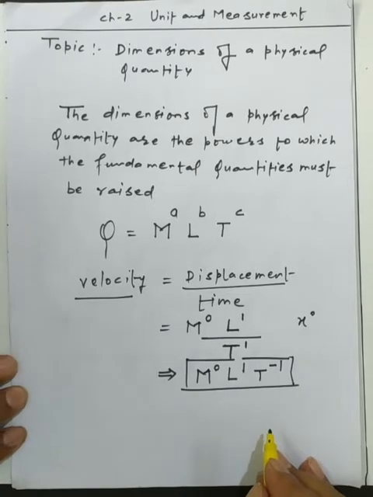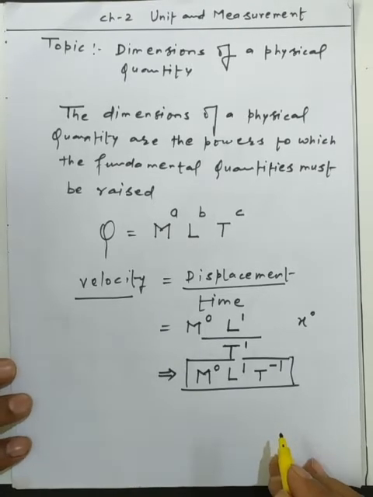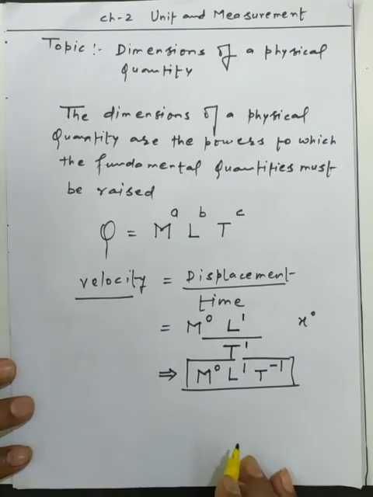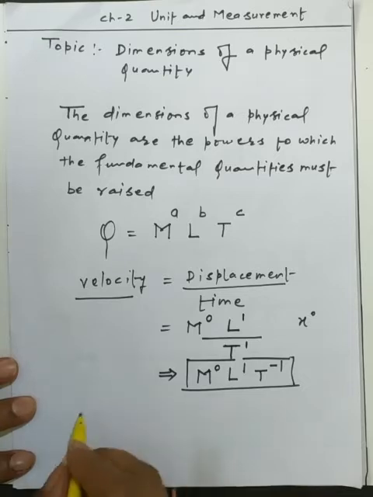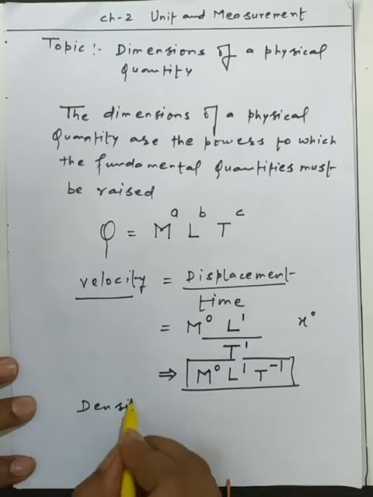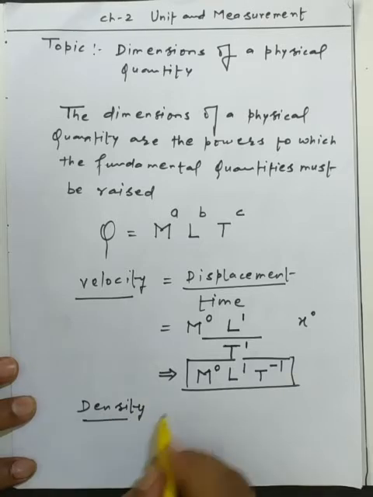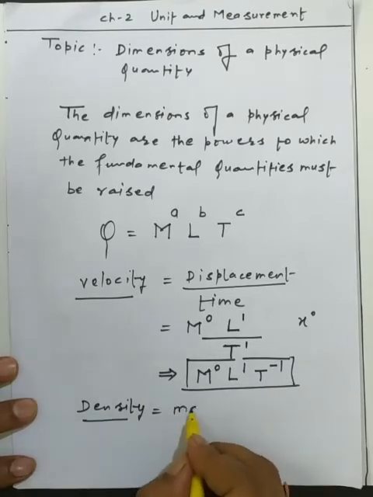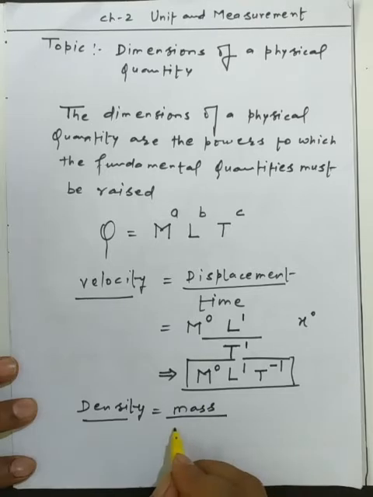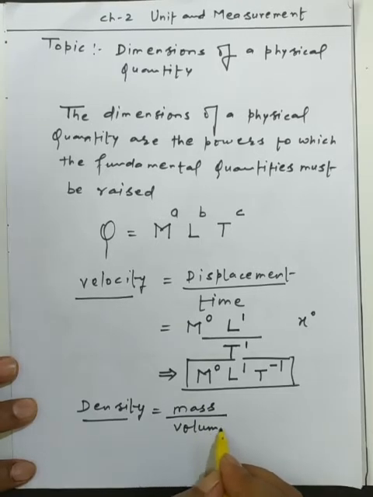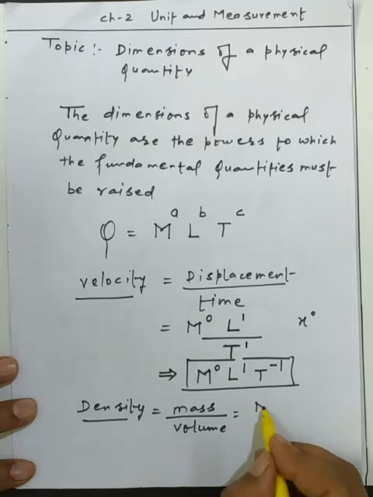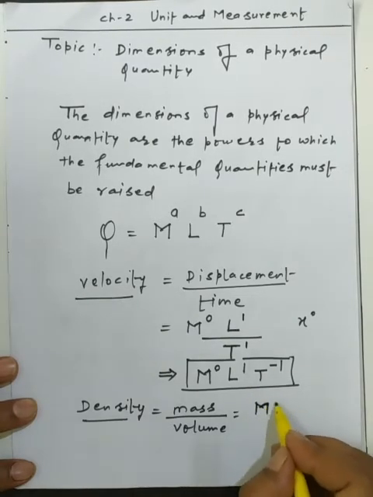So it's a general representation of the dimension formula with the proper dimensions. At last we reach the fundamental physical quantities. Another quantity I can take here is density. We should know the formula of the density. Density is equal to mass upon volume, mass divided by volume. So here we get the parameter of the mass.